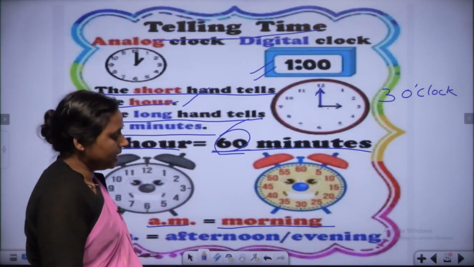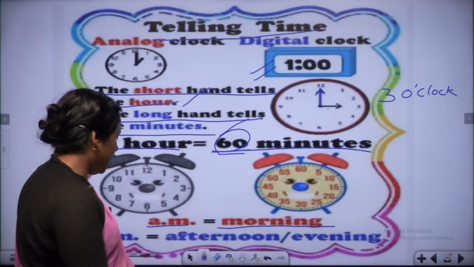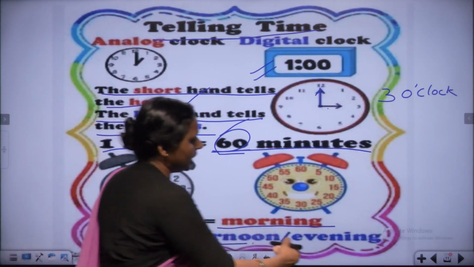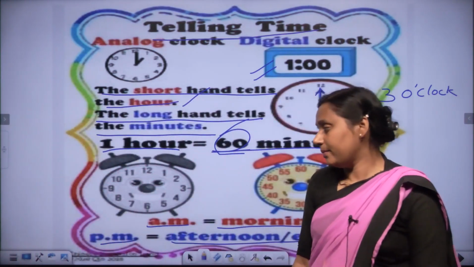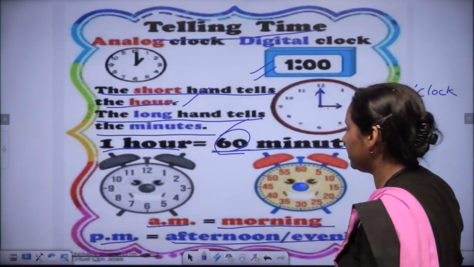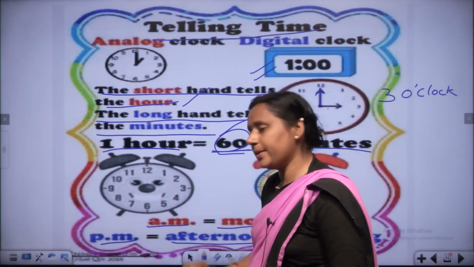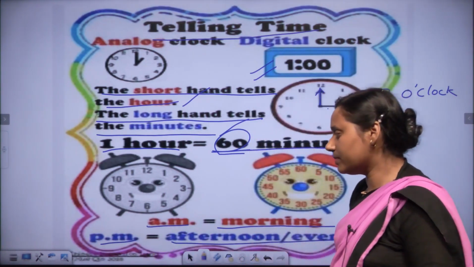Okay. And AM means morning. All of you know AM means morning and PM is afternoon and evening. AM, ante meridiem, and post meridiem. Okay. Full form of AM is ante meridiem and PM is post meridiem.